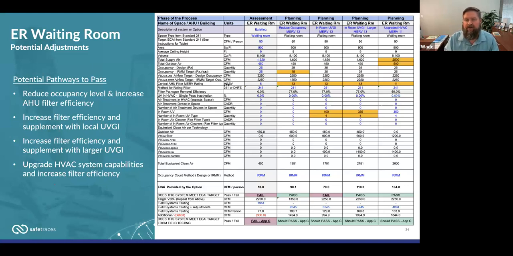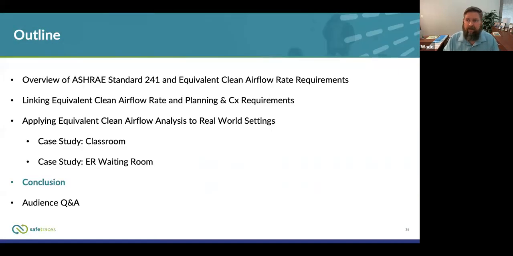And the last one we're showing is we've actually changed the capacity of the unit to increase the supply air, to increase the outdoor air a little bit, and go to a MERV 11 filter. And so we're showing different scenarios of what can be done to try and show a pass on the clean air calculator and an anticipated pass or fail for the field testing. So, I think that is the last example, Eric.